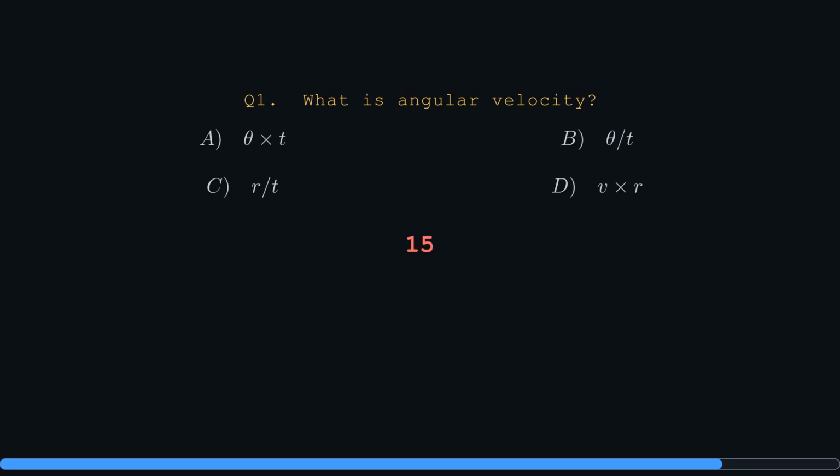Question 1. What is angular velocity? The answer is B, theta over t.